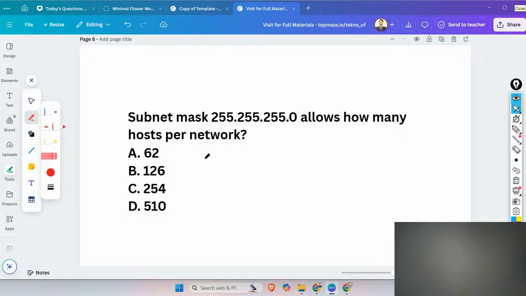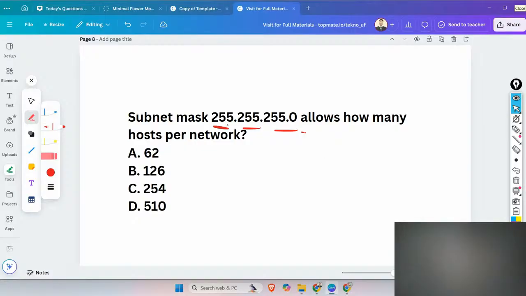Subnet mask 255.255.255.0 allows how many hosts per network? 62, 126, 254, or 510? Actually, today I discussed the most important cloud computing and networking based questions so that you don't miss anything and you can guess what type of questions they are asking. So, the subnet mask allows how many hosts per network?